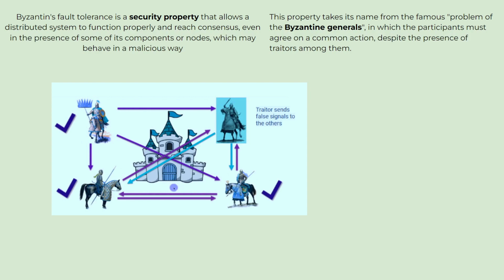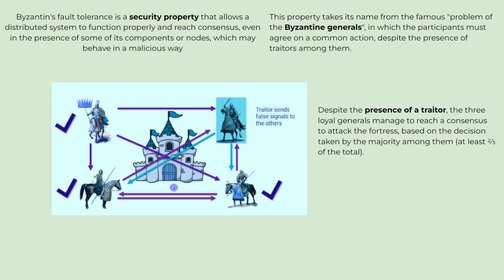The aim is to ensure that all the loyal generals agree on the same plan of action, despite the presence of traitors. It has been shown that to solve the Byzantine generals' problem in an asynchronous system, at least 2/3 plus one of the generals must be loyal, meaning at least 66.6% of the total generals.